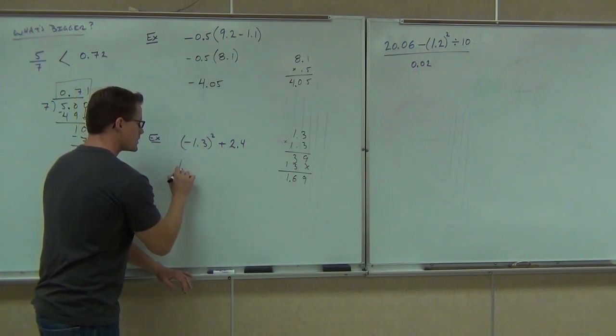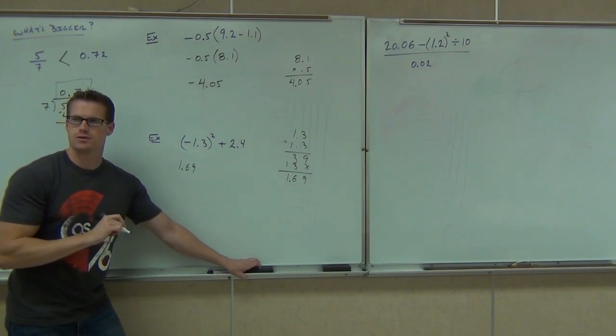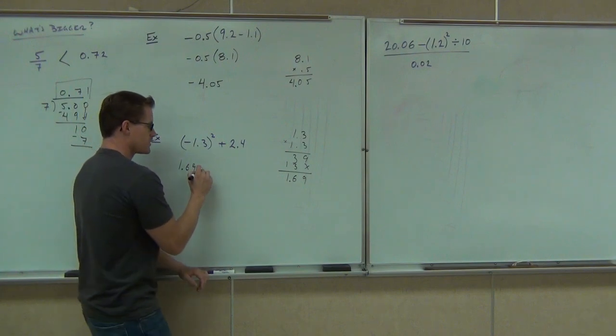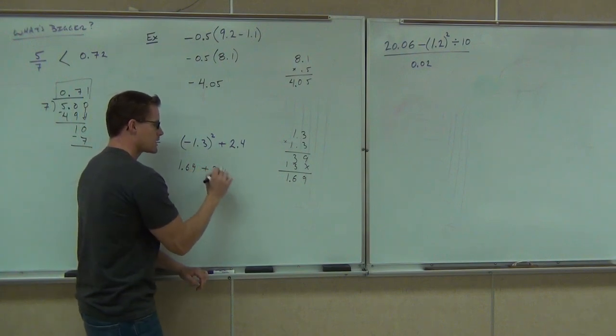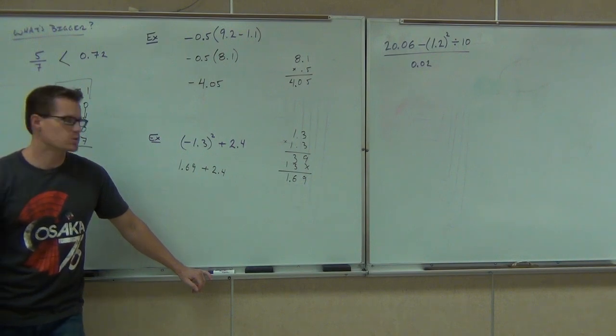Is it positive or negative 1.69, folks? Positive. Why positive? Because negative times negative. Good, you're squaring a number. So negative times itself gives you positive 1.69, plus 2.4. Can you add 1.69 plus 2.4? Yes. Sure, do it off to the side if you want.